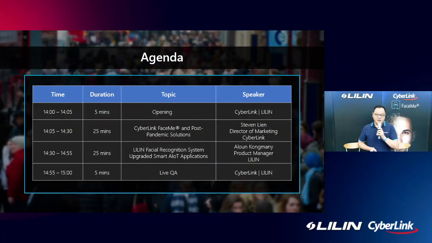Before we start, I would like to go through today's agenda. Today's agenda will be in 3 parts. The first part will be CyberLink presenting our facial recognition solution. We have a facial recognition engine called FaceMe. We will give you a walkthrough of what it is, how it works, and how we help IoT applications enable facial recognition in different scenarios. The second part will be presented by Li to talk about Li's security and surveillance solutions, as well as how they utilize CyberLink's facial recognition technology in their solutions. And in the last part, we'll have 5 minutes of live Q&A so that you can raise your questions.